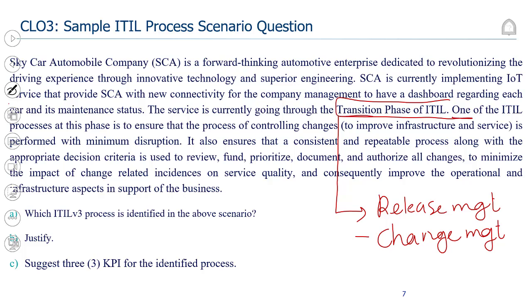So okay, we carry on. One of the processes in this phase is to ensure that the process of controlling changes to minimize impact is followed. It also ensures that a consistent and repeatable process along with the appropriate approvals is used to review, prioritize, document, and authorize all changes. Okay, so you can see we're talking about authorization of changes. So definitely it is change management. So that will be change management.